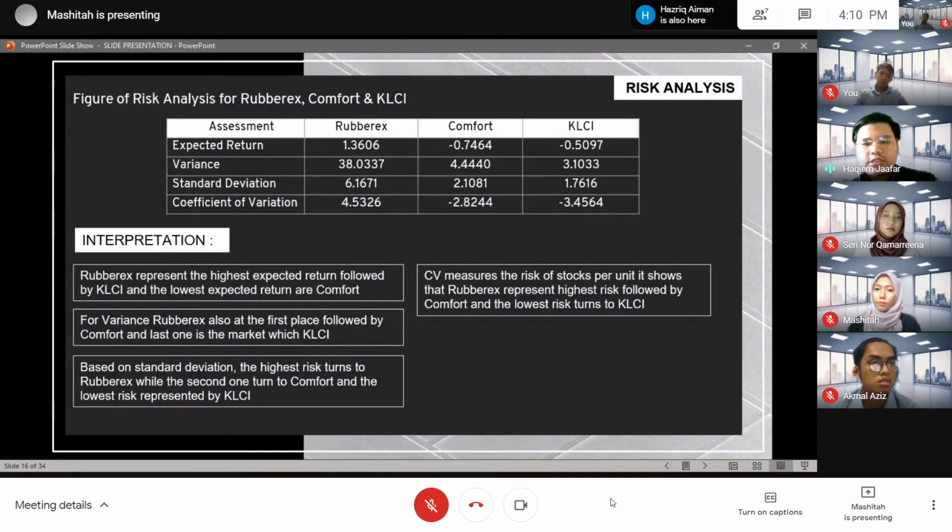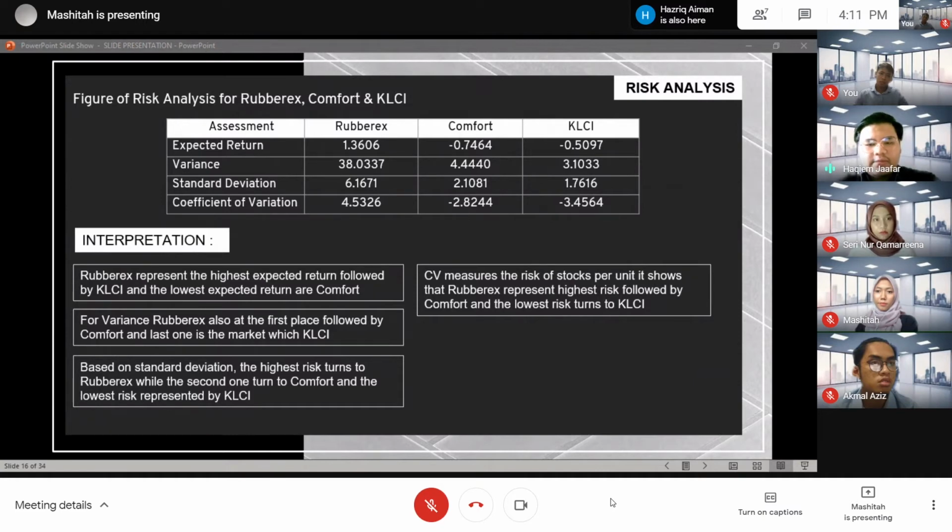According to this situation, Rubberex has increased total installed annual capacity to 2.5 billion pieces of gloves compared to 1 billion pieces in 2019 production. The rank is followed by KLCI, and the lowest expected return is Comfort. For the variance, Rubberex is also in first place, followed by Comfort, and last is the market, which is KLCI. Based on standard deviation, the highest risk turns to Rubberex, the second to Comfort, and the lowest risk is represented by the KLCI.